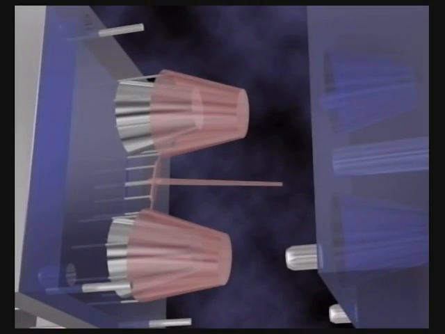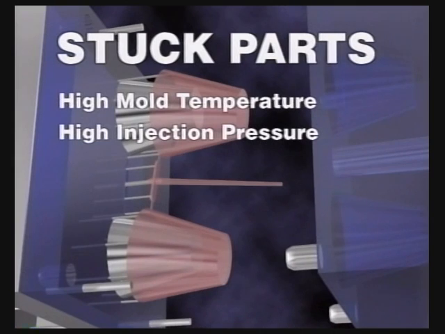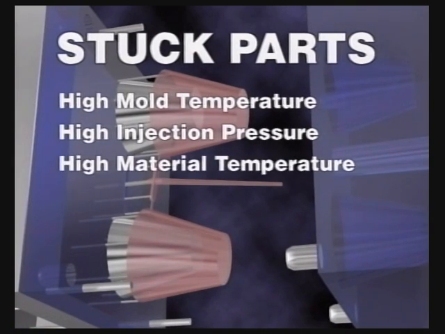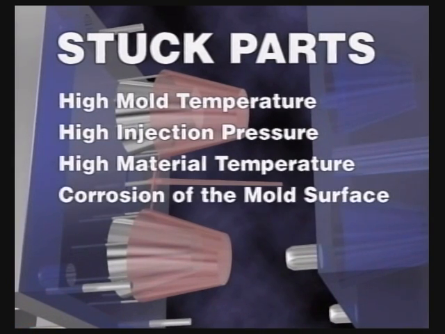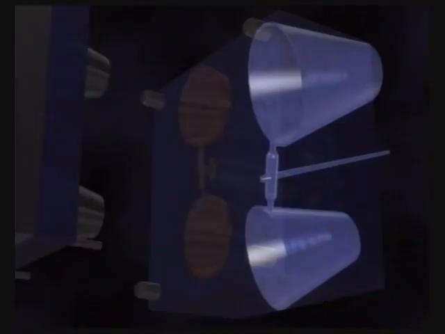If the mold temperature is too high, parts may begin sticking in the mold. Other possible causes include high injection pressure, high material temperature, and corrosion of the mold surface. In some cases, undercuts are machined into the mold to keep the part on the appropriate side.